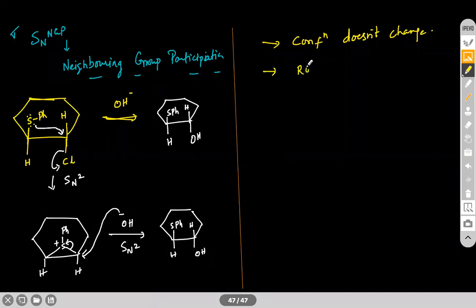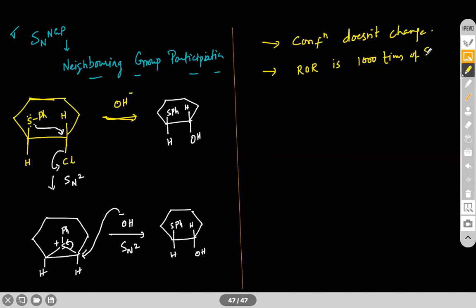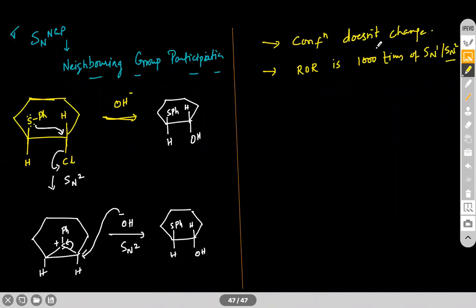Another thing, the rate of this kind of reaction is almost 1,000 times of SN1 or SN2. Okay, you don't have to memorize this number, but you should keep this in mind that the rate of reaction of SNi is far more than the SN1 or SN2. So this one will have the opposite configuration of the initial molecule. This one will have the same configuration.